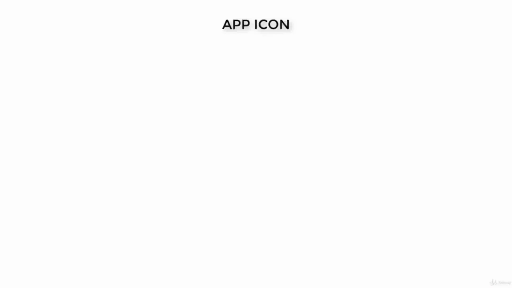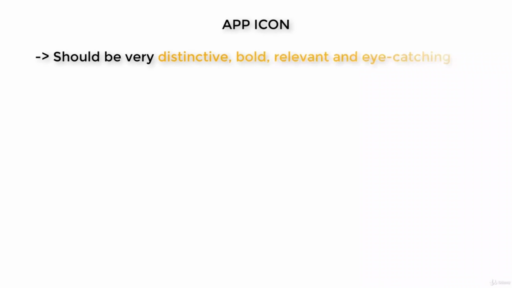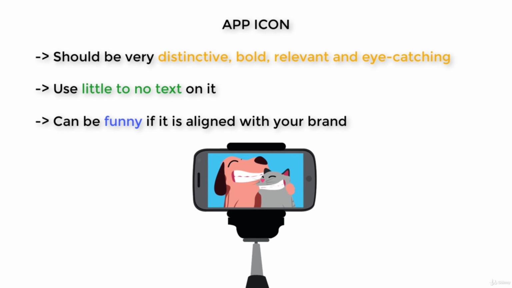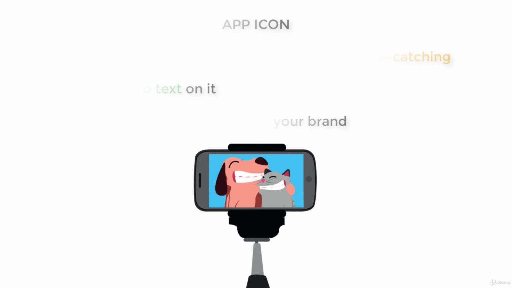Then we have the app icon. It should be very distinctive, bold, relevant, and eye-catching. Try not to use text on it, as it won't be readable after all. It can be even funny if it suits your company. This dog and cat taking selfie picture that I found on Canva looks really nice for our app. We could adjust it and use it. Remember, you have to prepare it in the correct dimensions as per chosen App Store specification.